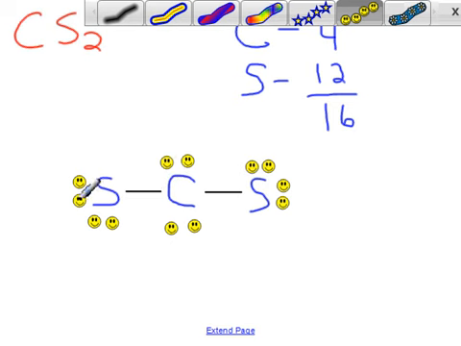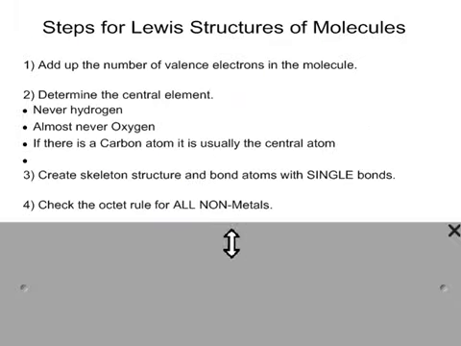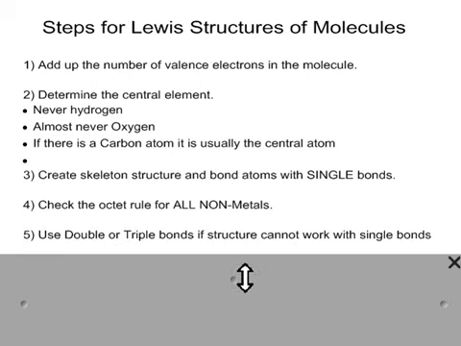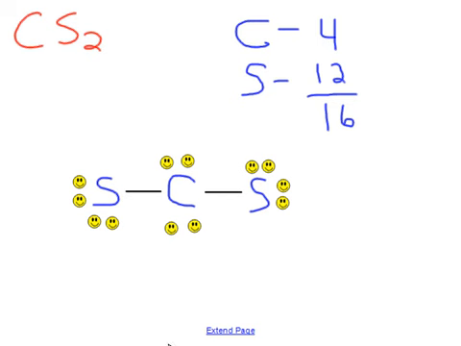Sulfur, however, has 2, 4, and 6, and 2, 4, and 6. And so it does not match the rule of 8. But I don't have any more electrons to stick on there. All right, so what we're going to do next is, if I can't make the structure actually work with single bonds, then we're going to use what are called double or triple bonds. And so when I come back here, here's a situation where I can't make this work with single bonds. I don't have enough electrons.